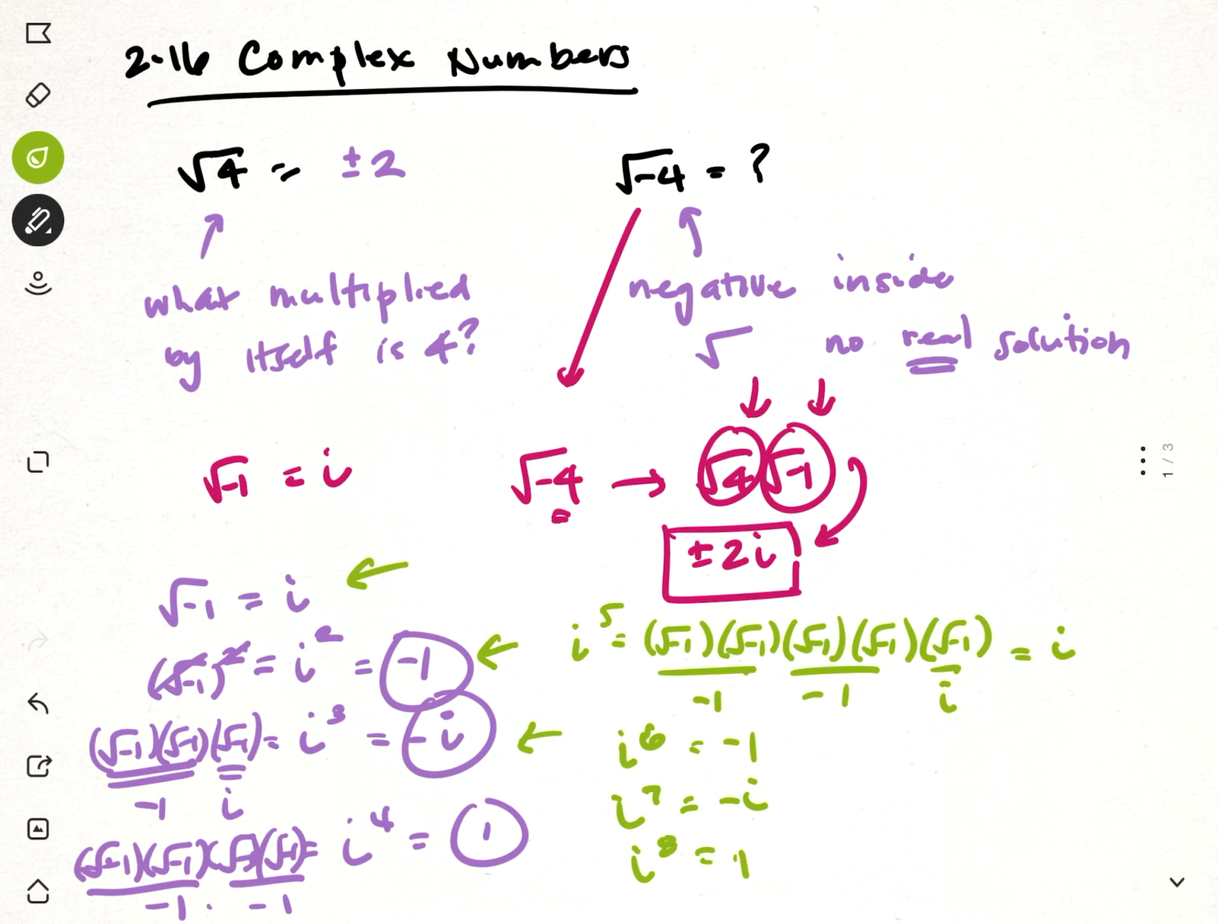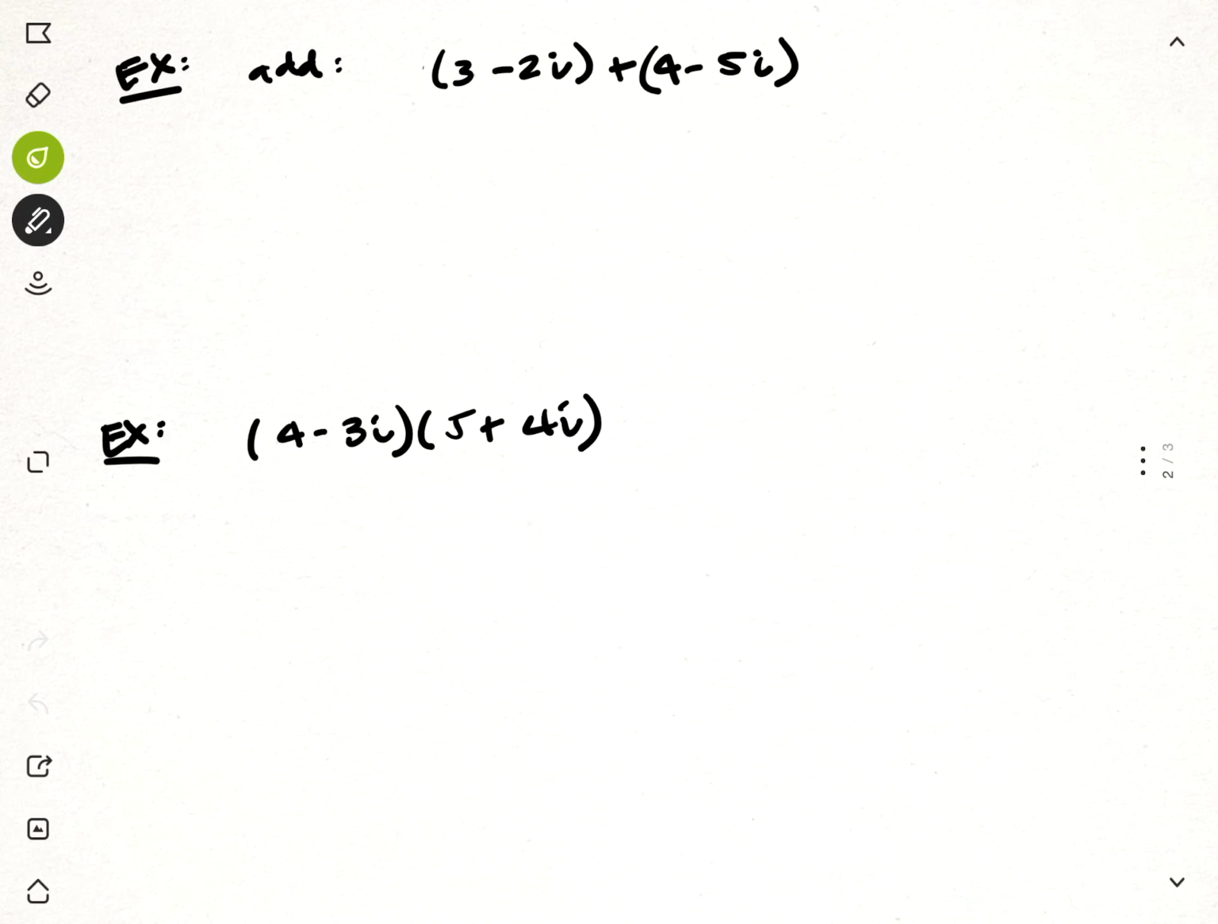So if you can remember these first four: i is just i, i squared is negative 1, i to the third is negative i, and i to the fourth equals 1, then you can pretty much figure out the rest of them because they just repeat the process. It's a cycle of 4 before we return to the start. We'll talk about that more in a little bit.